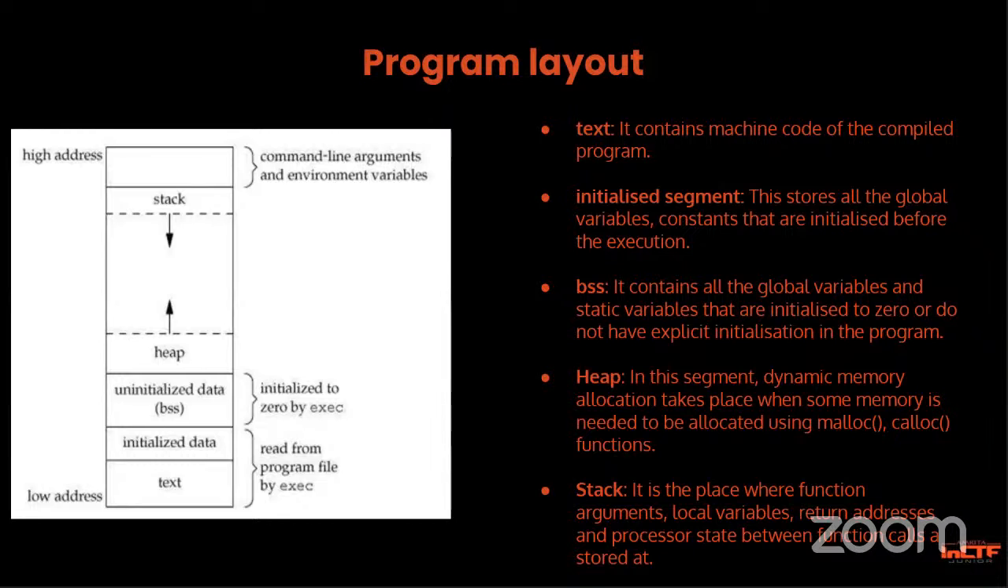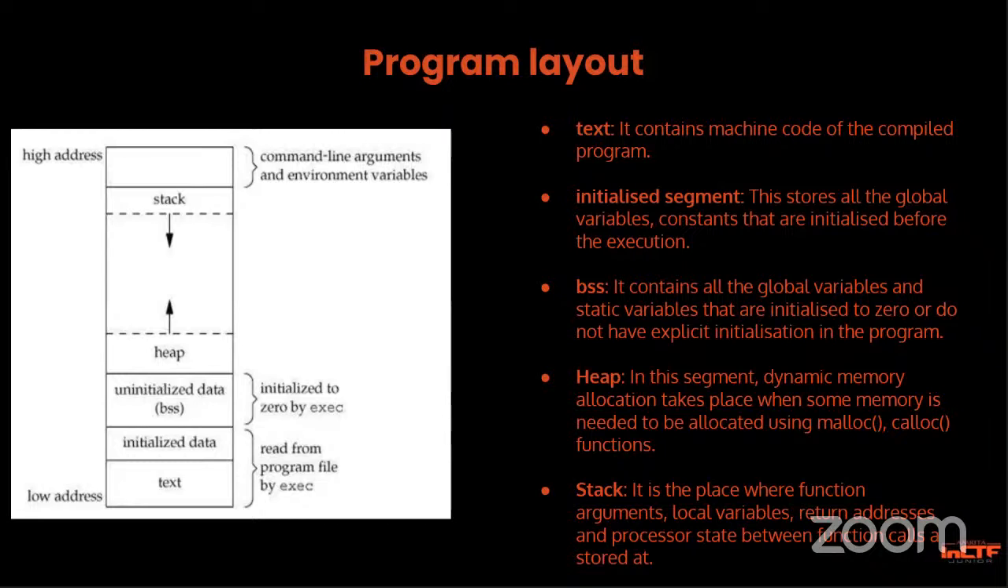We'll have a BSS section. It contains all the global variables and the static variables that are initialized to 0 or do not have any explicit initialization in the program. Then we'll have the heap section. In this section, dynamic memory allocation takes place when some memory needs to be allocated using malloc, calloc, etc. So malloc and calloc are C library functions. These functions allocate memory during runtime when the program is running.